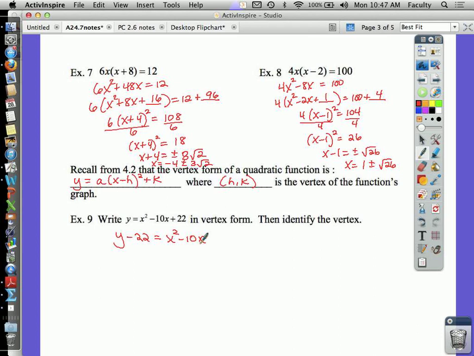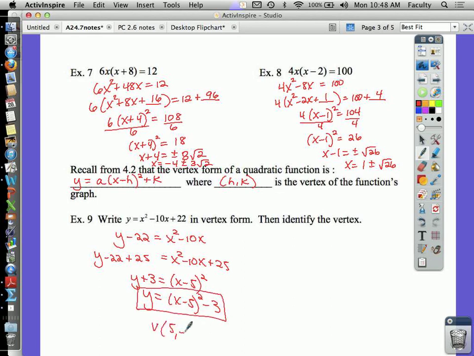Then I'm going to complete the square. I take half of 10, which is 5, and square it. So I need to add 25, but I have to add it to both sides of the equation. I want you to think of your equation as a balance, and we have to keep it balanced. What you do to one side, you do to the other side of the equation. So then I get y plus 3 equals x minus 5, the quantity squared, and then I subtract the 3 from both sides, and that's vertex form.